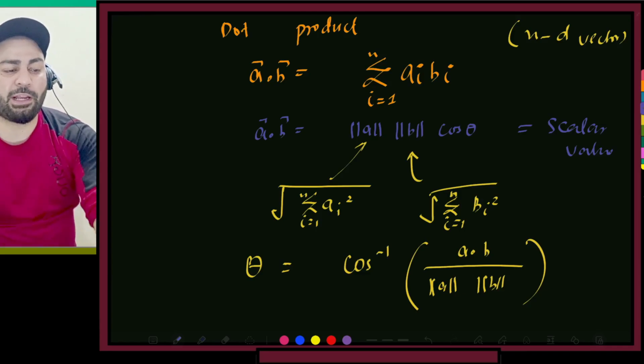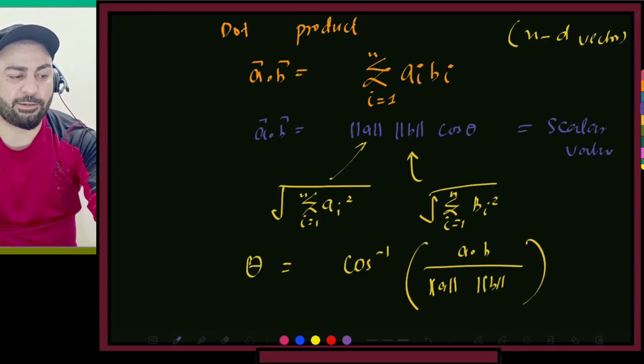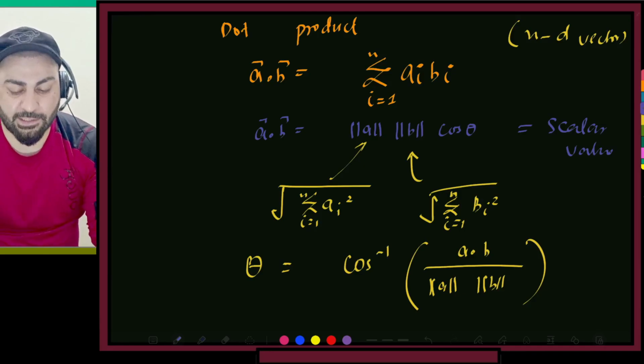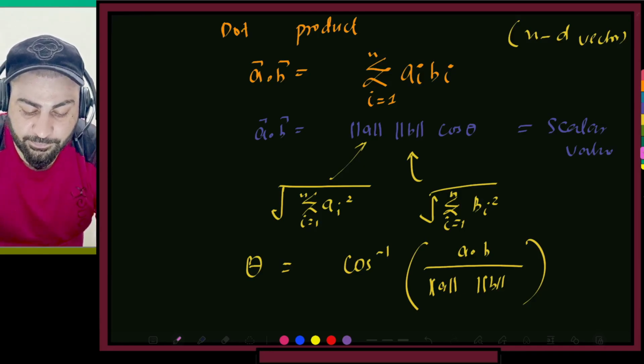So is the dot product clear? Is it clear? Just one question. Do these vectors have the same dimensions? Yes, yes, yes.